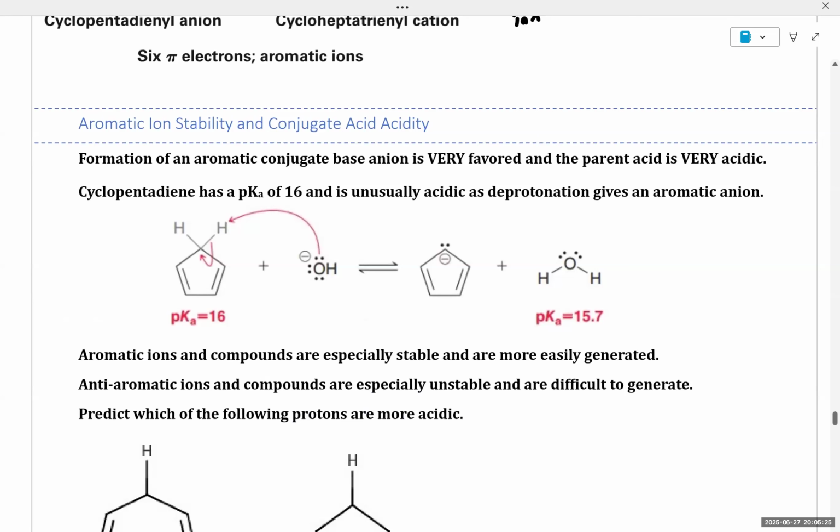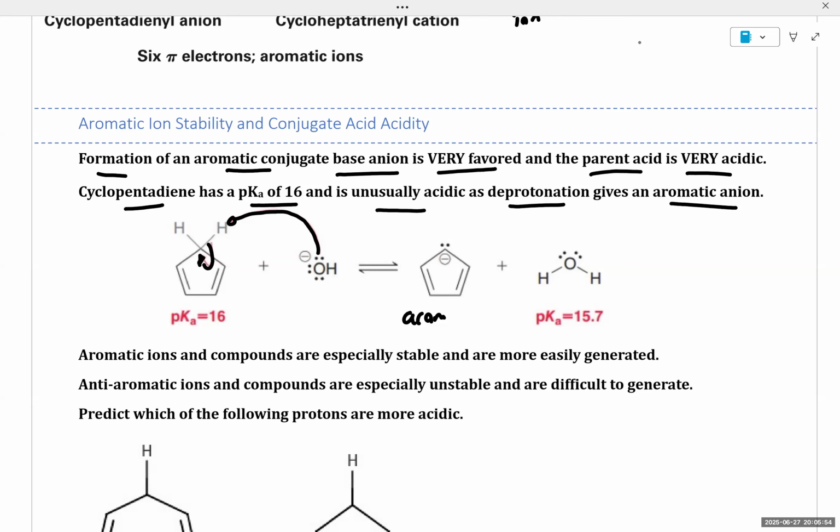In terms of aromatic ion stability and conjugate acid acidity, formation of an aromatic conjugate base anion is very favored, and this makes the parent acid very acidic. For example, cyclopentadiene has a pKa of 16, and it's unusually acidic, in part because deprotonation gives an aromatic anion. So if you deprotonate cyclopentadiene, this anion, the cyclopentadienyl anion, is aromatic.